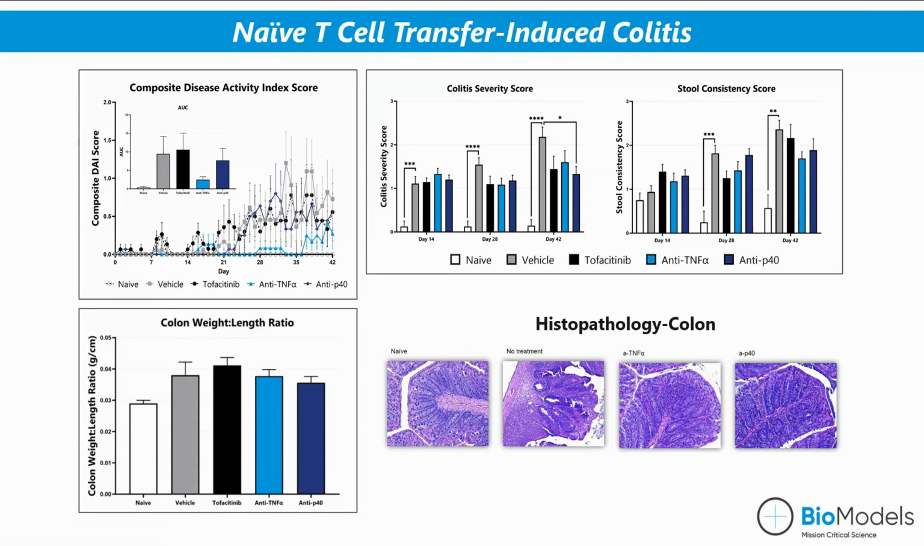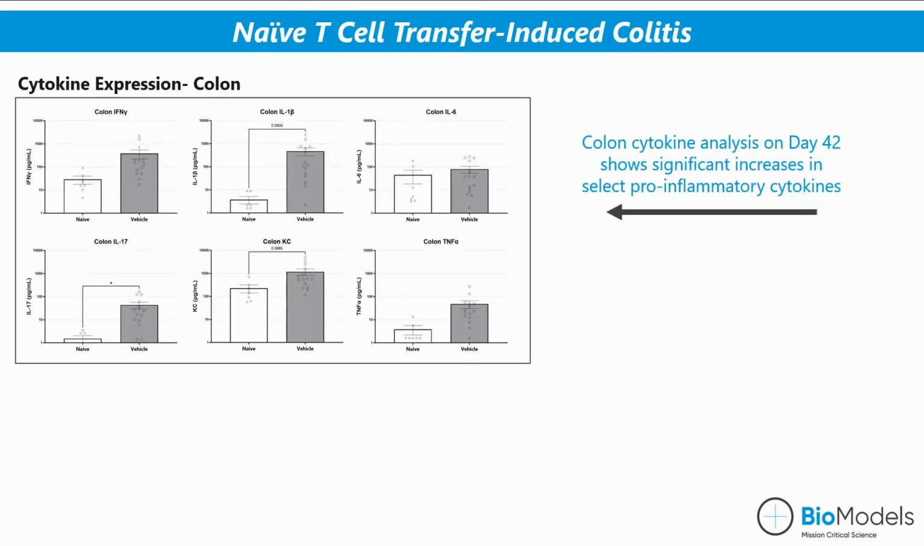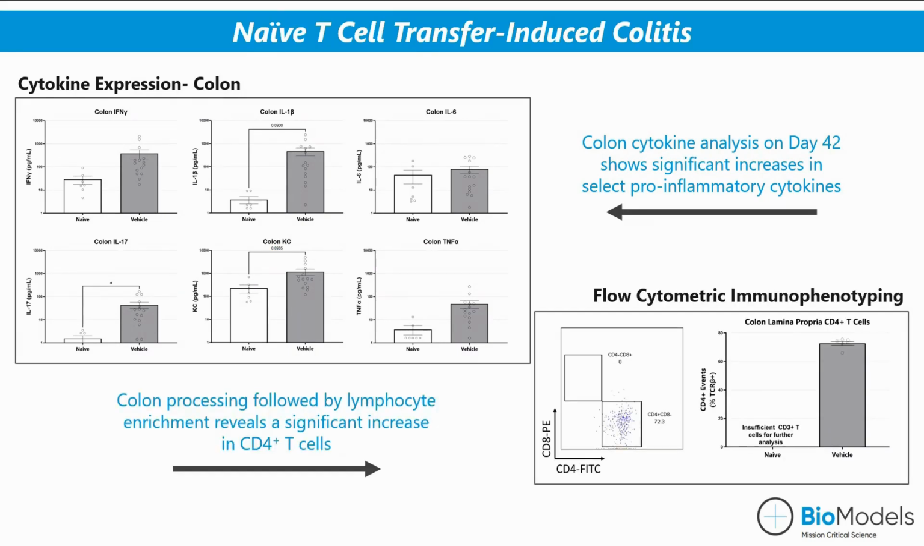In the colon histopathology, we also see significant immune cell infiltration. At day 42 in the model, an increase in select pro-inflammatory cytokines is observed, as well as a significant increase in the colon lamina propria CD4 positive T cells as assessed by flow cytometry.